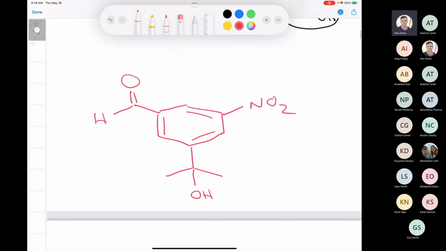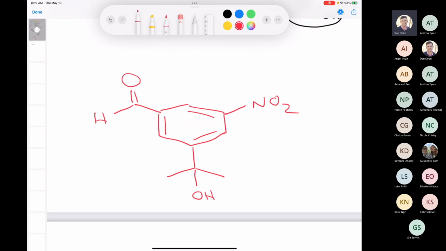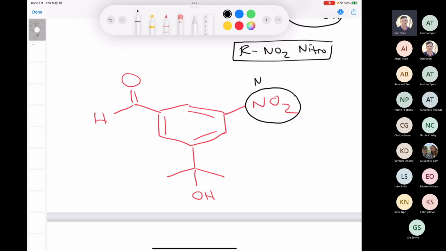And the last one is this compound here. I'll just help you out with one of the functional groups. Whenever you see an R group and you have NO2 attached to it, this is called a nitro. This is a nitro functional group. It's found in things like TNT and nitroglycerin. And so we have a nitro group right here whenever you have an NO2.